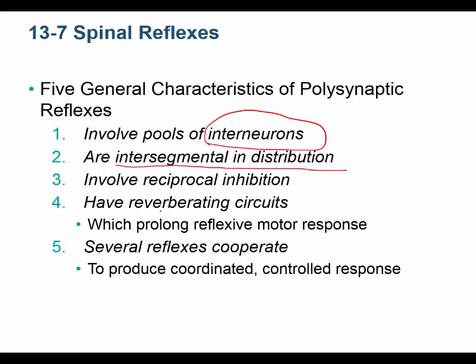These polysynaptic reflexes involve reciprocal inhibition. What reciprocal inhibition is: when you tell your biceps brachii to contract, you tell your triceps brachii to relax. When you tell your quadriceps to contract, you tell your hamstrings to relax. When you tell your hamstrings to contract, you tell your quadriceps to relax.